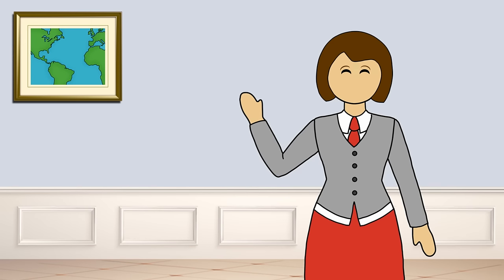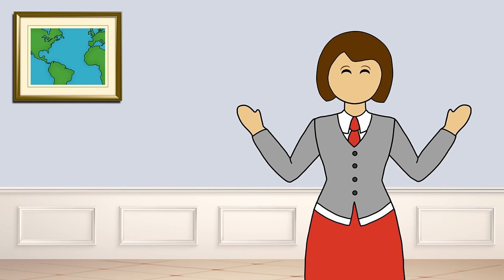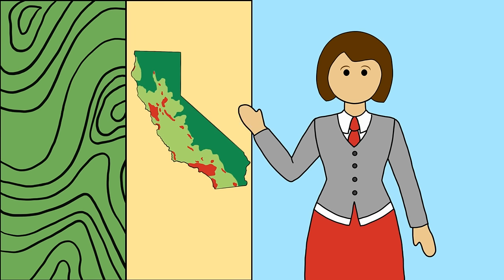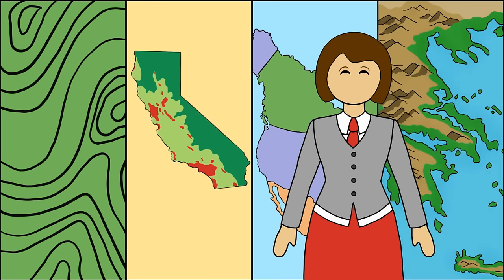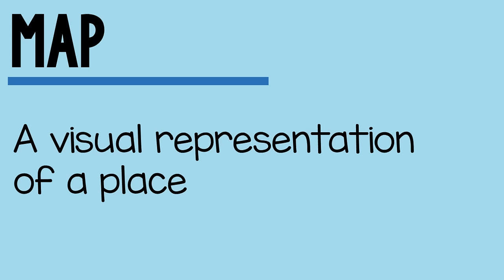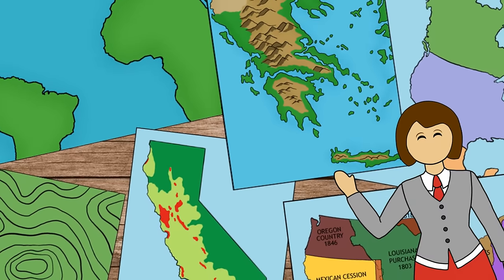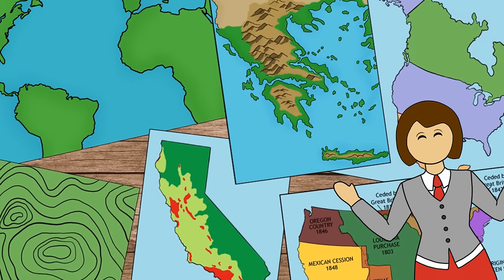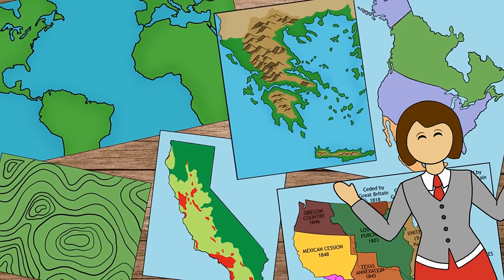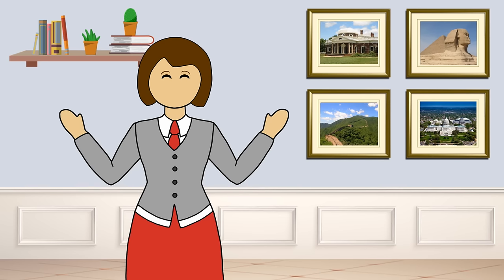Maps are an important tool for understanding the world around us. They come in different types, each with their own purpose. A map is a visual representation of a place. Knowing which map to use at the precise right moment in time is an important skill for any aspiring geographer. Let's take a look at a few different types of maps.